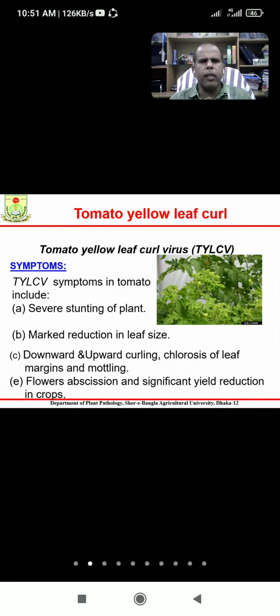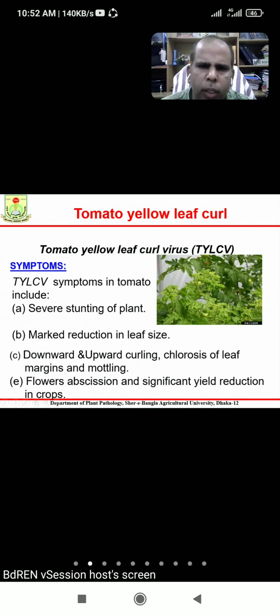Now another severe and very devastating virus, the tomato yellow leaf curl virus. We also call it TYLCV, like the PLRV. This is a very dangerous virus and it is very threatening for tomato cultivation. And what is the tomato yellow leaf curl virus actually? That means the leaf becomes curled.